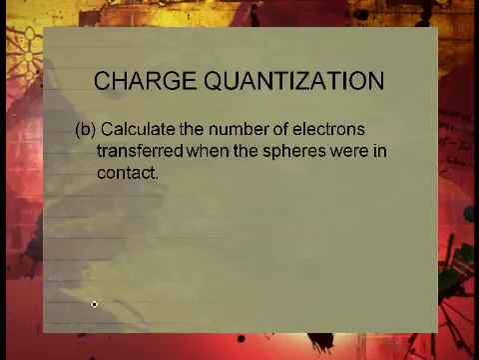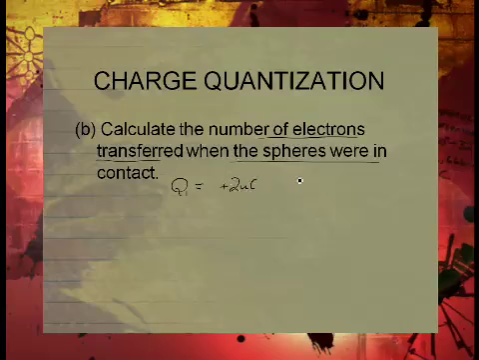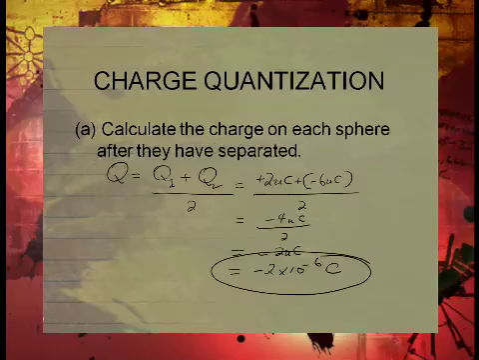Now here, calculate the number of electrons transferred when the spheres got into contact. What you need to do, we can look at sphere 1 and check how the difference in charge happened. It started from plus 2 microcoulombs to what? To minus 2 microcoulombs. Now, when you find that difference and you divide by the charge on an electron, you get the number of electrons that were transferred.